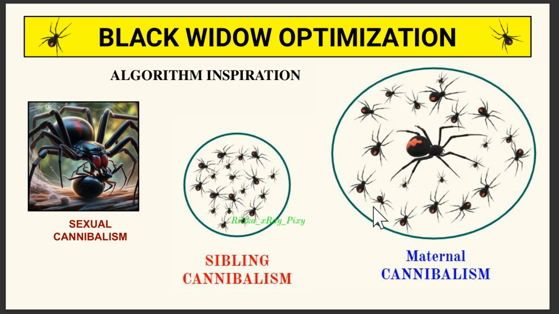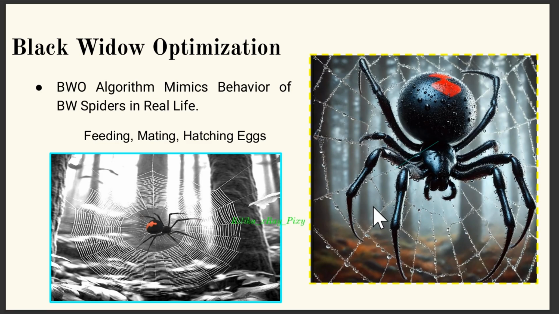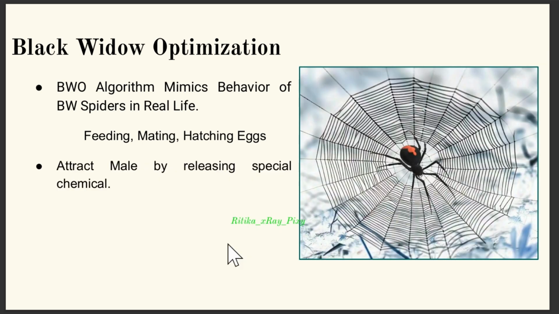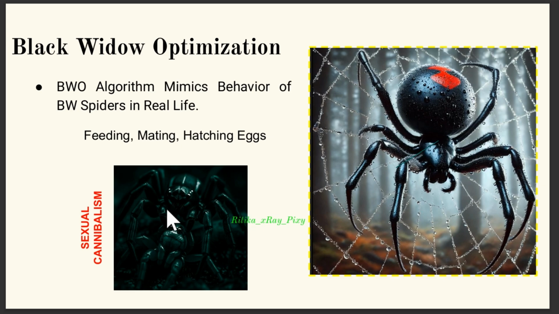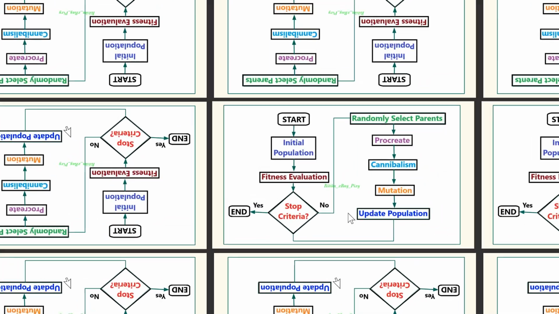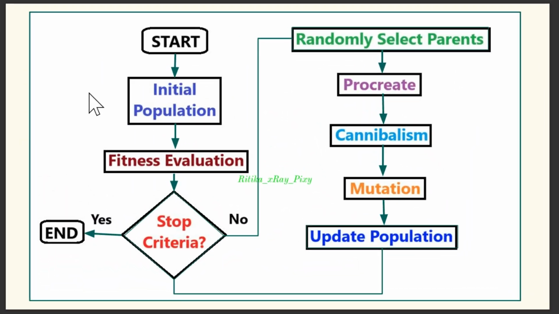This algorithm mimics this biological behavior to perform global optimization over the search space. In real life, black widow spiders spend most of their time on their webs for feeding, mating, and hatching eggs. The female spider releases a special chemical, a pheromone, to attract male spiders, and when any male spider reaches her web, her web becomes less attractive to other male spiders. During or after mating, the female spider often eats the male. So this behavior is simulated in this algorithm to find the optimal solution. Now step by step we will discuss how this algorithm works.